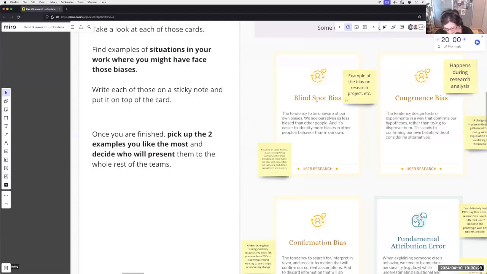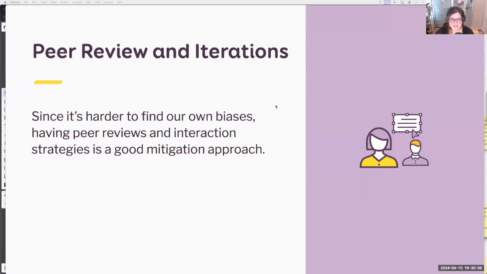Blind spot, good. This is where my blind spot bias comes into place. Peer review and iteration. That's one way of doing it. Since it's very hard to find biases in our own way of thinking, it's easier to review the work of other people. And if you're a solo researcher, it could be someone else who's not a researcher. If they're also kind of aware of biases, it could be a PM, it could be a PO, even a developer, like a colleague who can review your work.